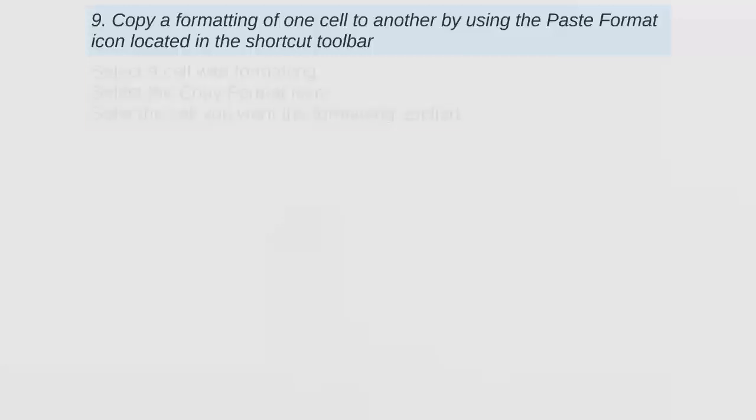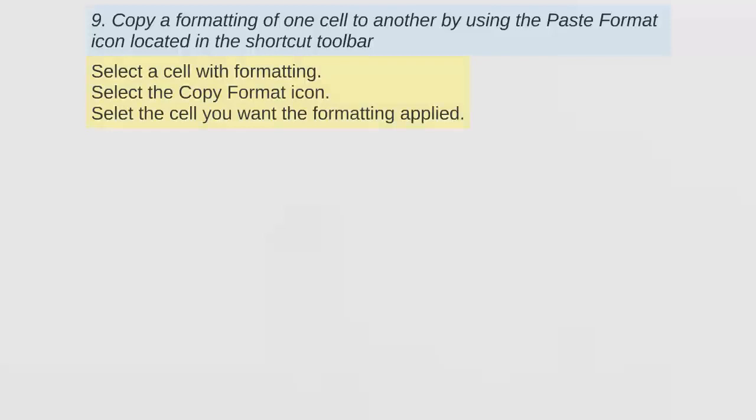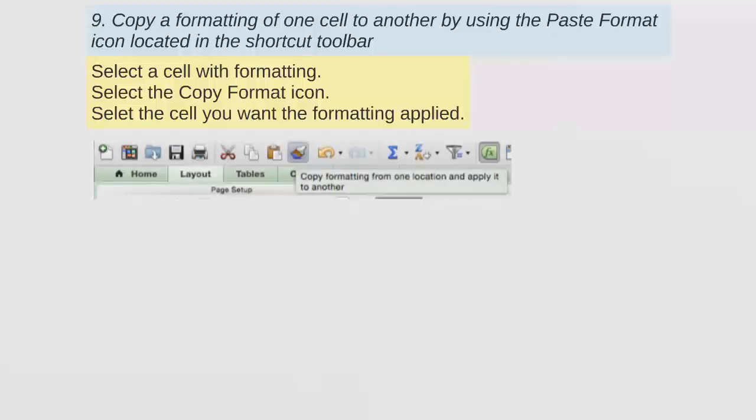So number 9, you can copy the formatting of one cell to another by using the paste format icon located on the shortcut toolbar. So basically, here's how it works. You can select a cell with formatting that you like. So maybe you like the font, you like the color, everything like that. You select that cell, you click the copy format icon, then you select whatever cell you want, and then the formatting will be applied.